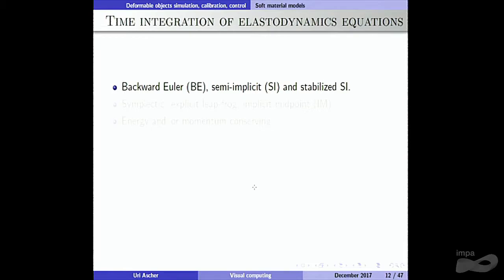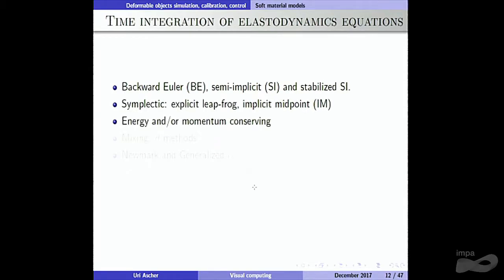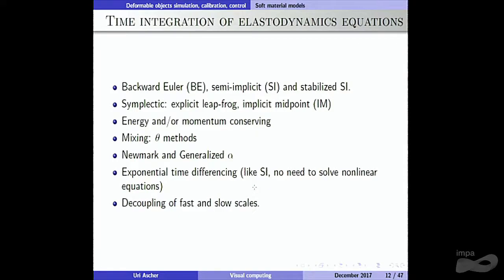So you have these kinds of methods with high damping. You have, on the contrary, conservative methods, symplectic, if you don't have damping, like implicit midpoint or explicit leapfrog or energy conserving. All these methods don't have any damping, any artificial damping, I should say. And then you can mix them by theta methods and generalized alpha. That's the method that people are using in Disney nowadays. You can also do exponential differencing. I will mention that again. The nice thing about that is, like the semi-implicit, you don't need to solve nonlinear equations at each step. And then you can try to decouple fast and slow scales. I know how to do that for very simple problems, but not for more than simple problems.